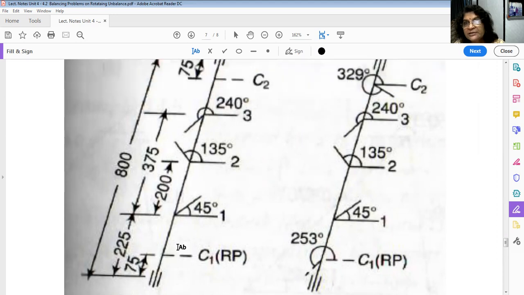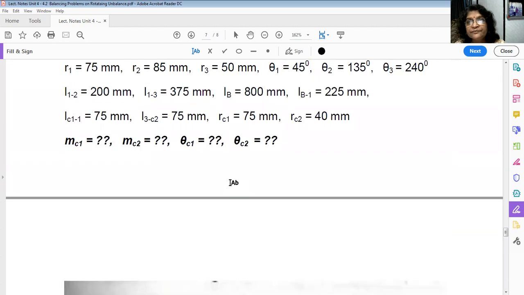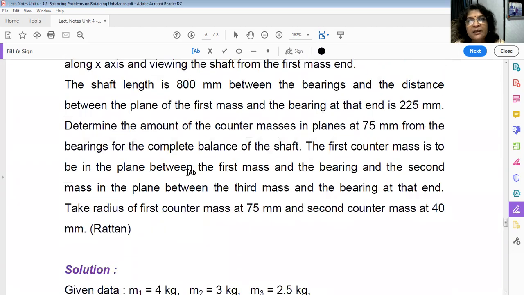Okay, so like this, how many planes are there now? Mass number 1, 2, 3. These are the three planes, and then counter masses MC1, MC2, which we have to provide to balance the system. So like this, there are 5 planes. Understood? So let us go further.